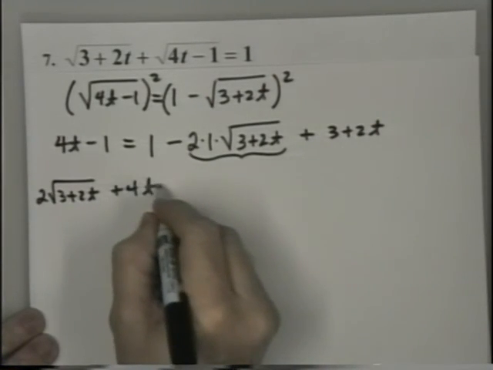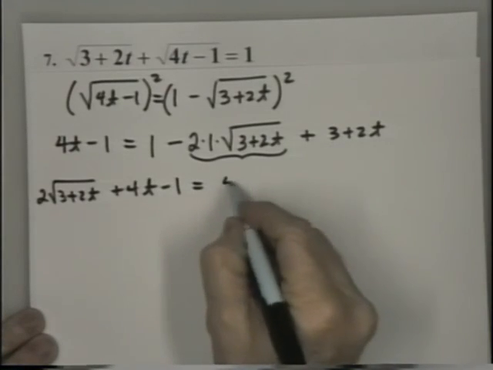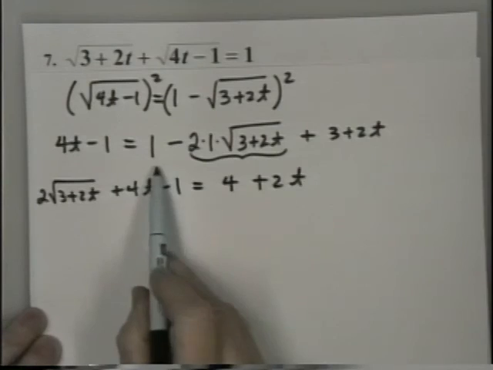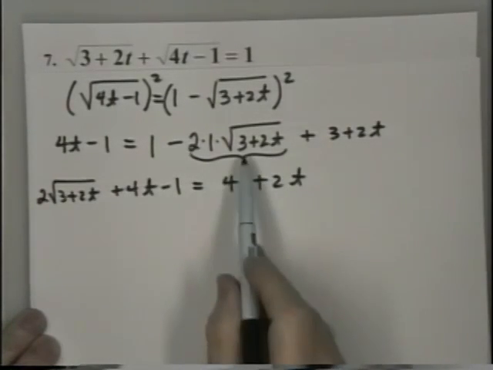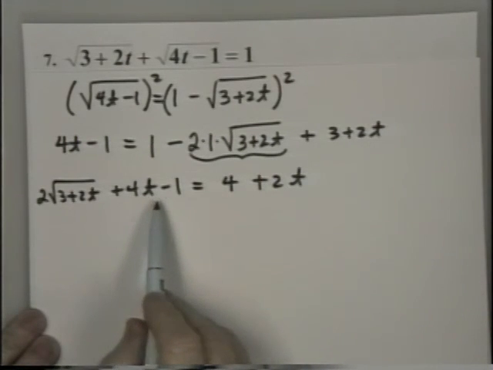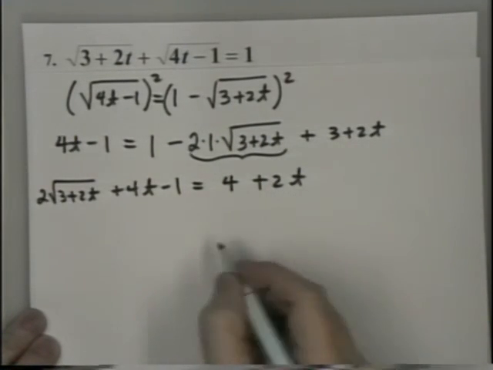And let's just go ahead and do that step. And add like terms here, that'd be 4 plus 2t. So all I did was combine like terms here and move this radical term over to the left side. And now I need to isolate it by subtracting 4t from both sides.